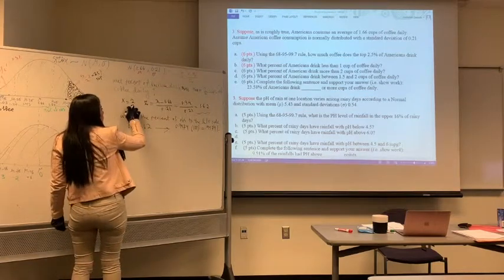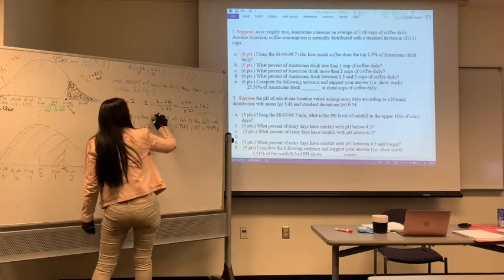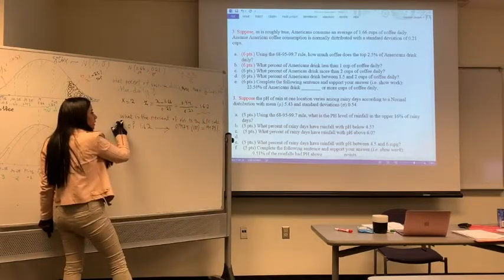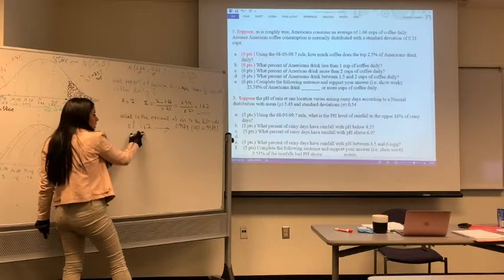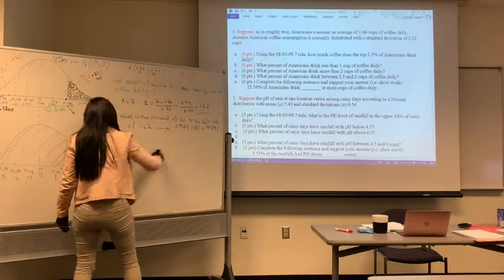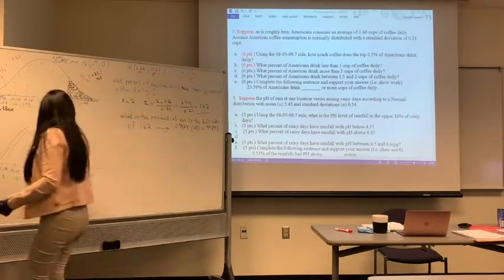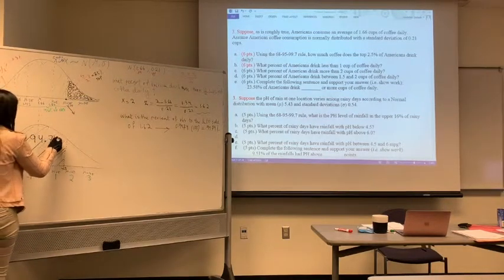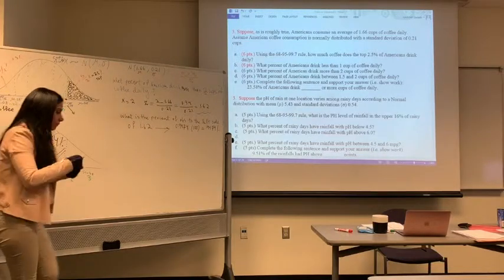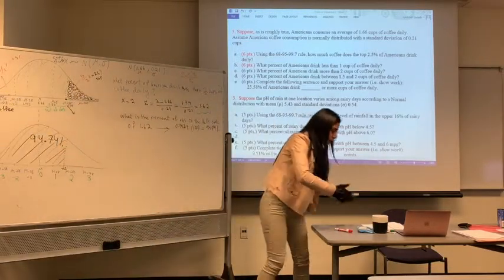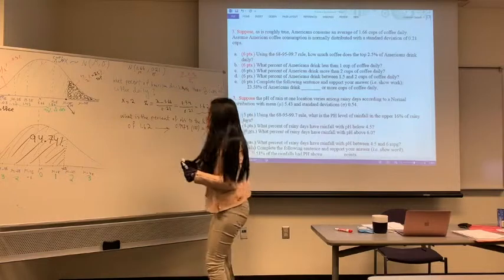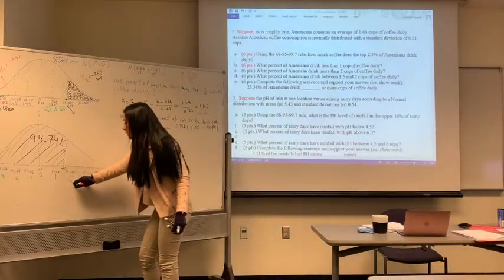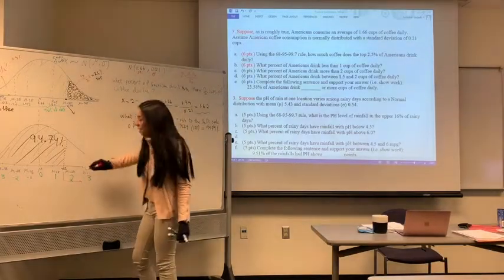So x is equal to 2. We found already z value to be 1.62. We said the area on the left side of 1.62 is this much. Means we found all the area there to be 94.74%. The question is asking us what is the percent of Americans drink more than, means from here to the right side, okay?